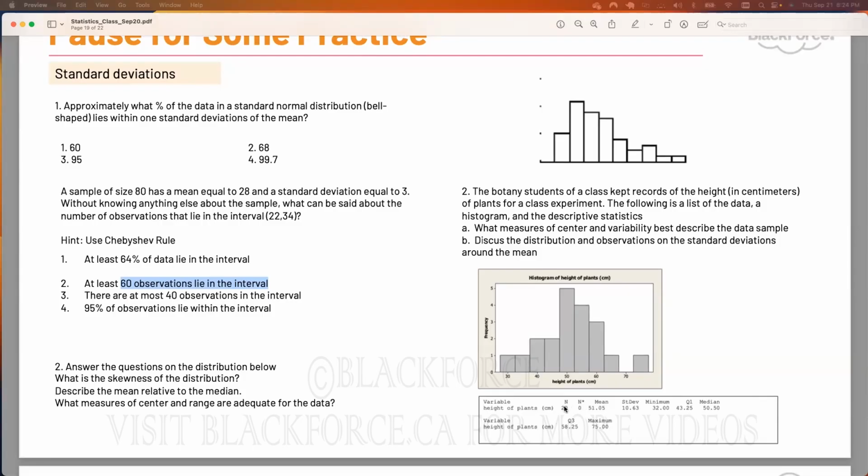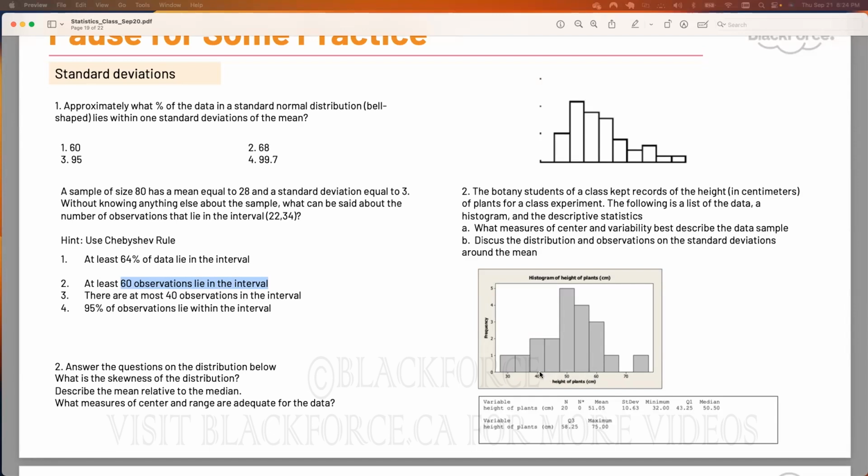Anyway, you can see N, so it's 20 measurements. So they have 20 plant heights. The mean is 51.05, so somewhere here in the middle. The mean will be here. The standard deviation is 10.63. So one standard deviation around the mean will be around 40 and around 62, right?